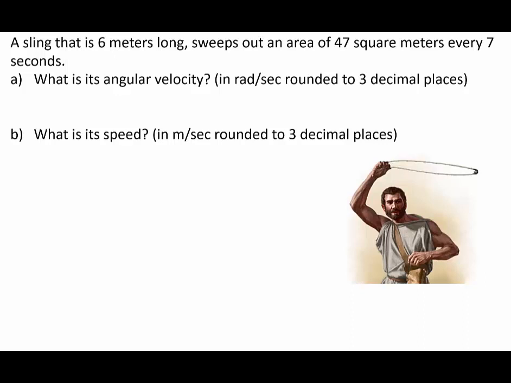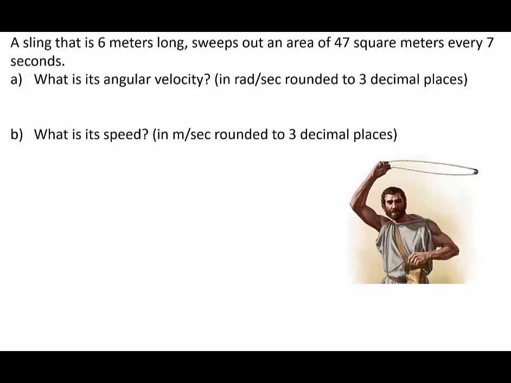A sling that is 6 meters long sweeps out an area of 47 square meters every 7 seconds. Now, maybe the hardest part about this problem is to visualize what they're talking about. So I found a little picture of a guy with a sling. A sling is just something that you can be swinging around in a circle, something like this.